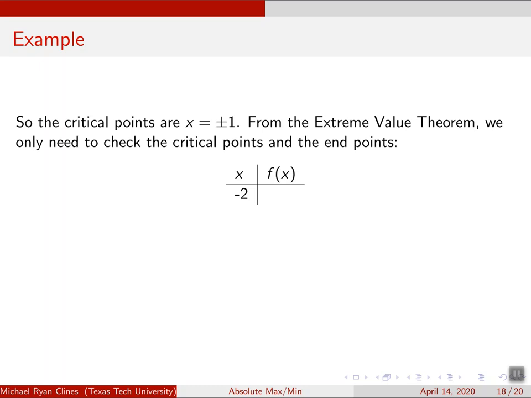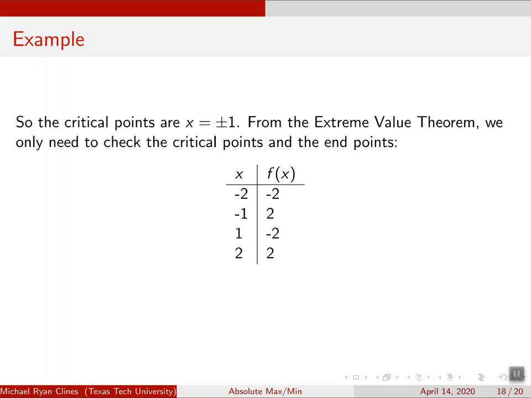So for x equals -2, f is equal to -2. Wow, that was anticlimactic. For x equals -1, f is equal to 2. For x equals 1, f is equal to -2. Noticing a pattern here. And then at x equals 2, f is equal to +2.